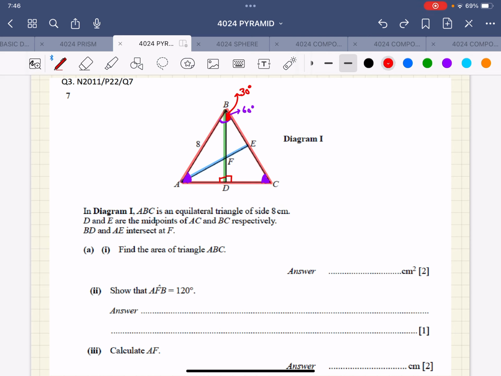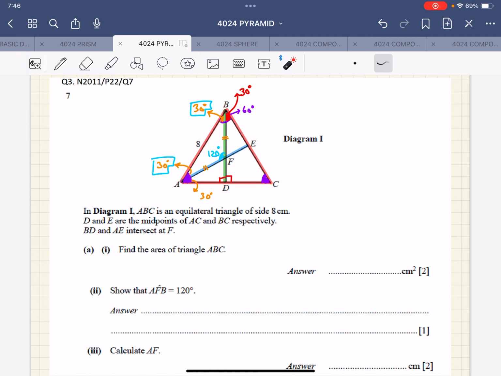Now what else can I apply? I can apply this idea that this is 30. Therefore, this is also 30. The same goes over here. This is 30. Therefore, this is 30. And therefore, these two sides are equal. So now if this is 30 and this is 30, therefore this has to be 120 because the sum of the angles in a triangle is 180 degrees. So 30 and 30 is 60. 180 minus 60 is 120. I have proven this point.